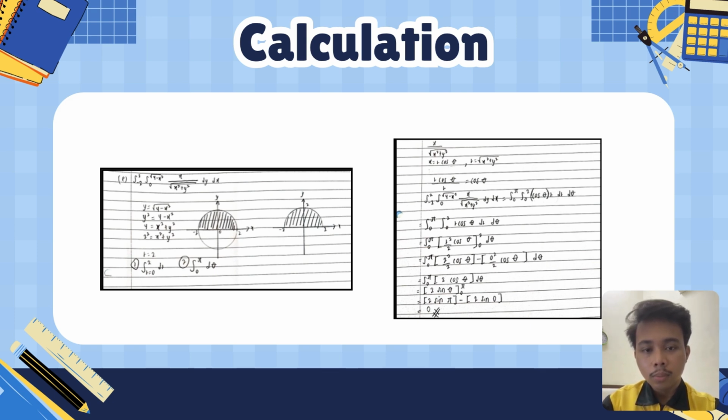Finally, apply the limits pi and 0: 2 sin pi minus 2 sin 0 equals 0. So the final answer is 0.